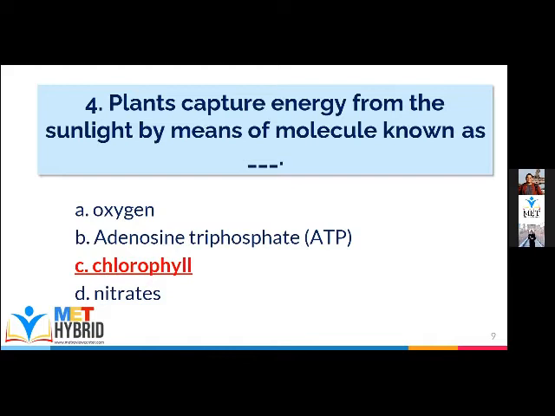Eventually, they trap and absorb the energy coming from the sun, and then they energize the electrons coming from the splitting of the water molecules for them to form glucose through the process of photosynthesis. Okay. So for number 4, chlorophyll. That's the pigment that captures the energy coming from the sun.